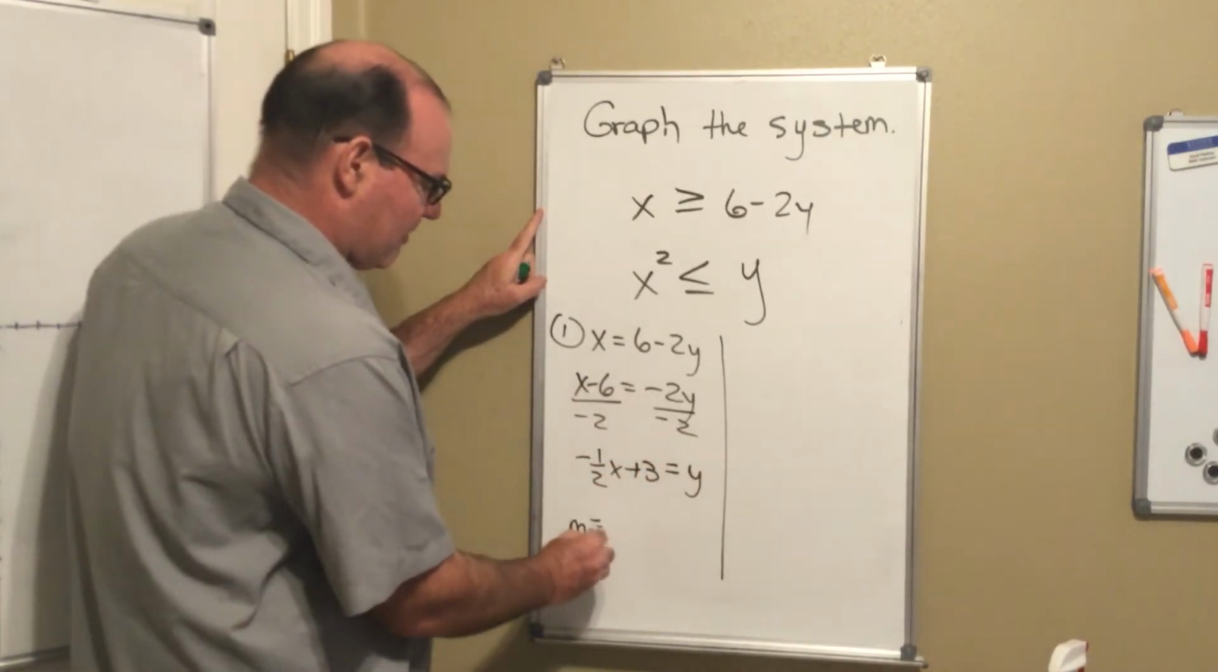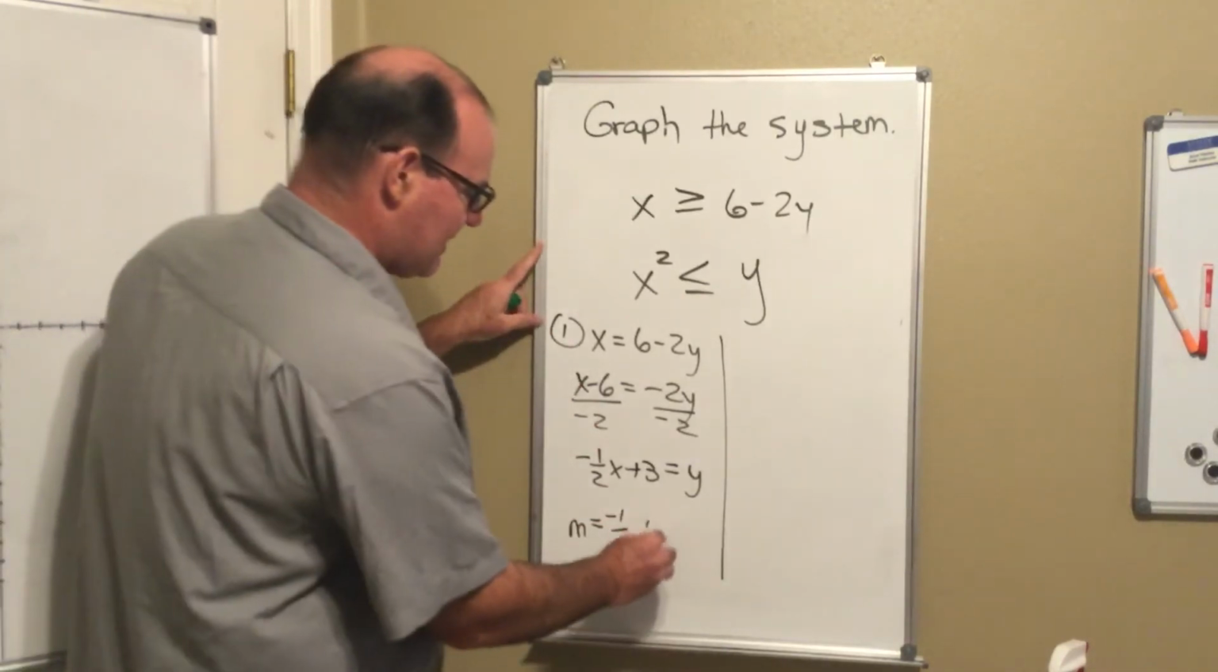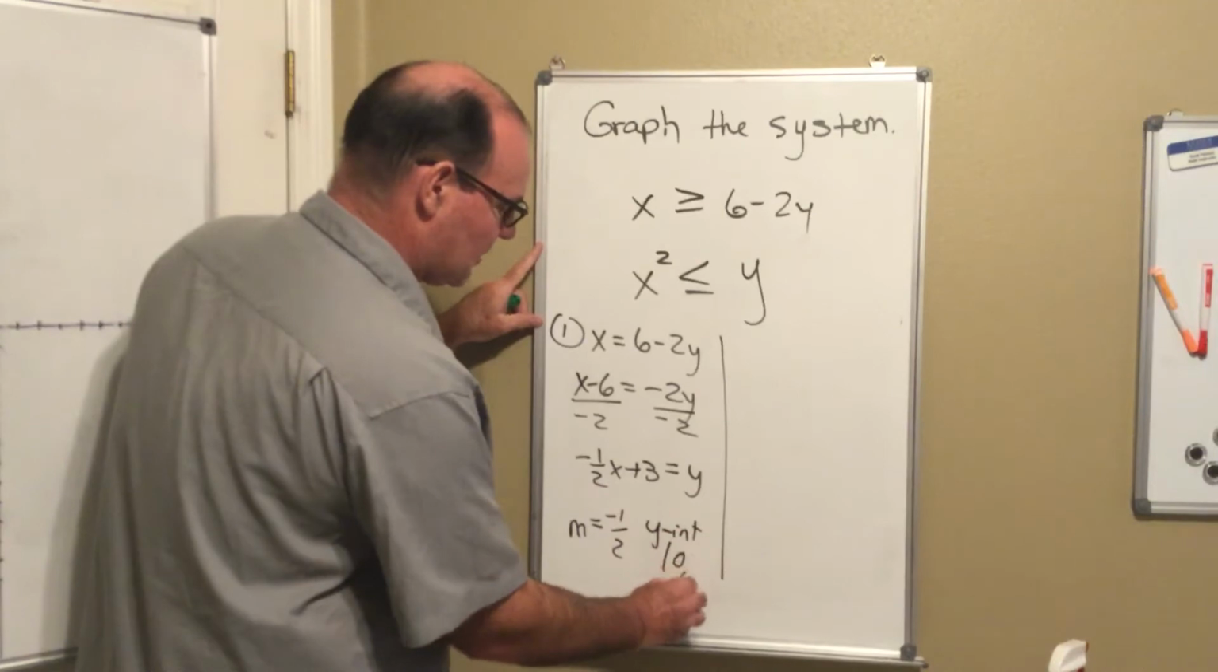So I've got a slope of negative 1/2. I can put the negative with the top or the bottom, it doesn't matter. And then I've got a y-intercept of 0, 3.